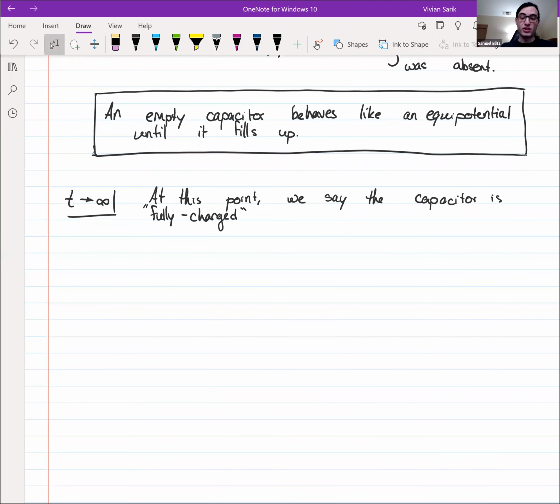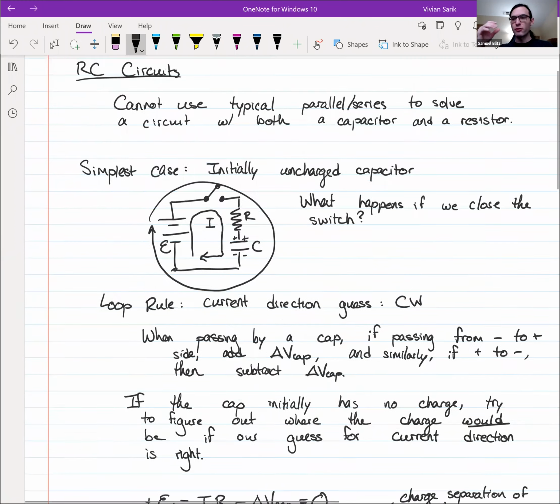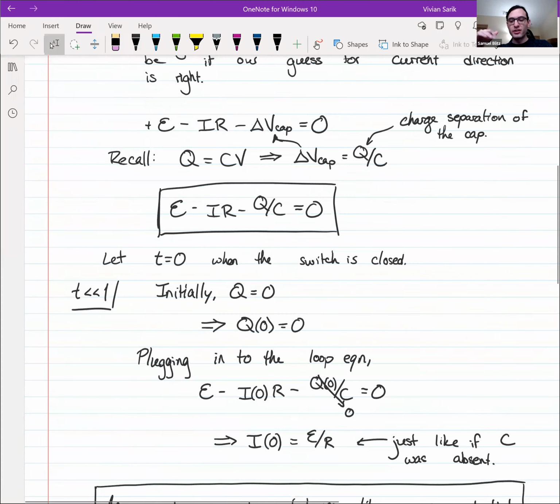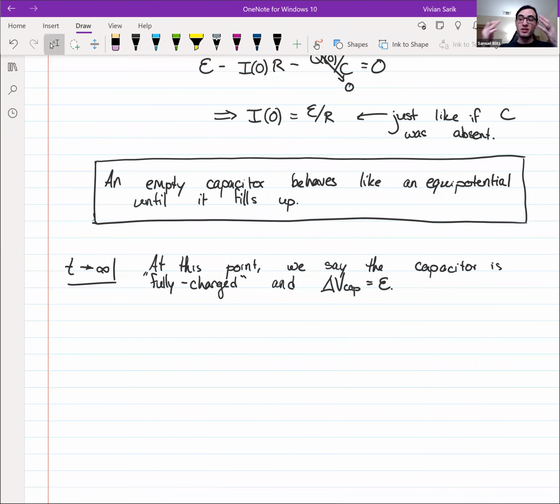At this point, we say the capacitor is fully charged, and we see that delta V cap is equal to the EMF. That makes sense, right? If the voltage drop across the capacitor is equal to the voltage drop of the EMF, there's no reason for charge to go from one plate to the other, because that would throw off the balance, and then you'd have charge flowing the other way. So when the capacitor is fully charged, it has a potential difference equal to the EMF in the circuit. What this implies is that delta V cap as t goes to infinity is equal to EMF.